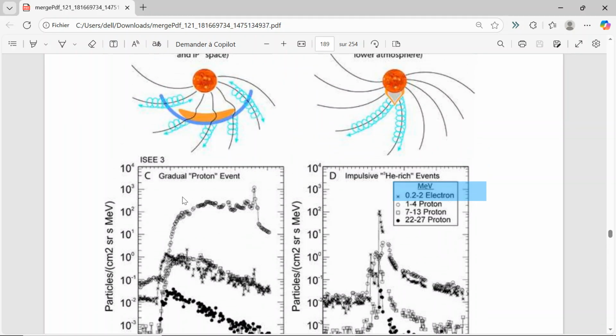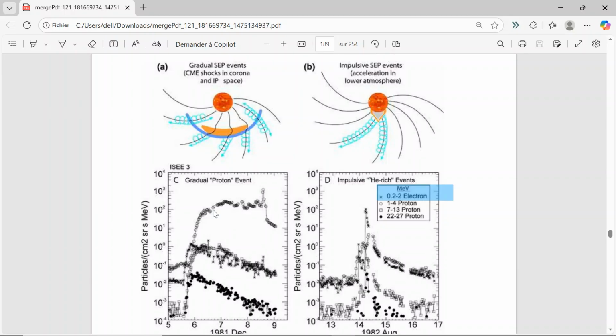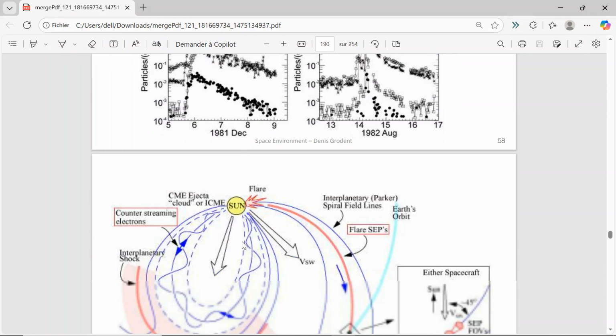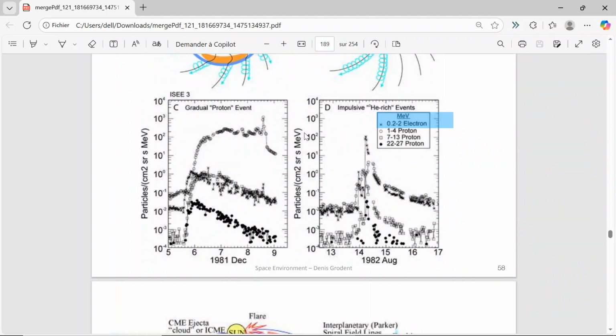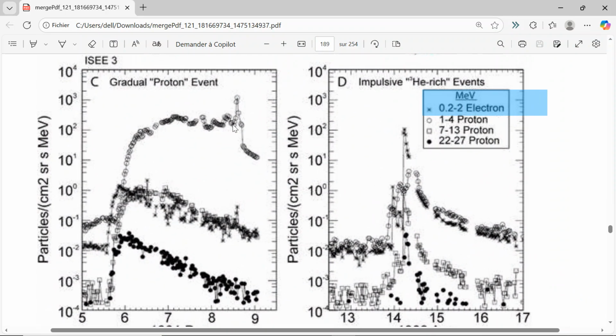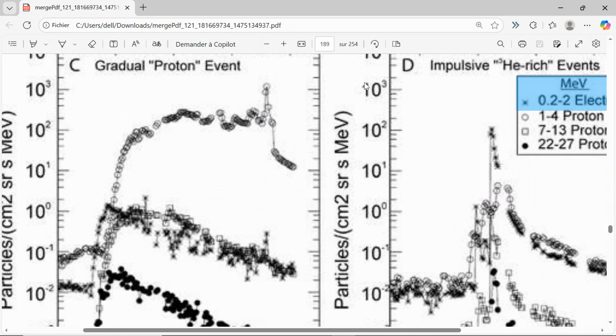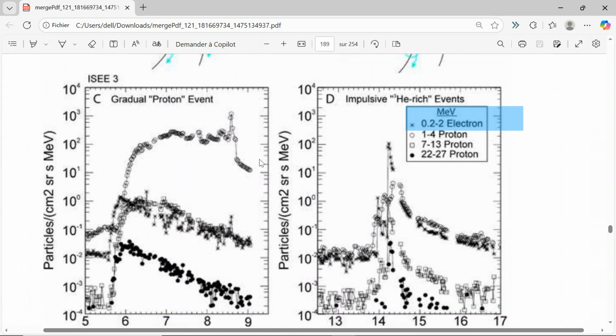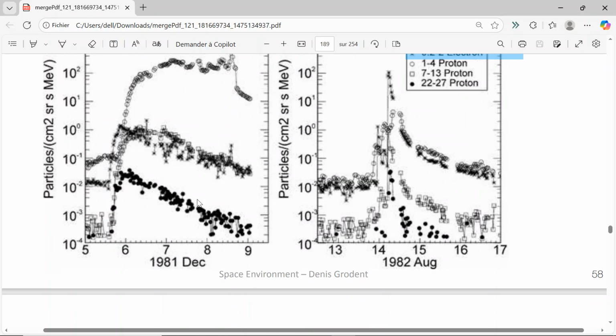This is the comparison of the CME composition. So you see, this is way larger. Are electrons released right here, or protons? This is protons with mega electron volts. So it is very high energetic particles that are released.